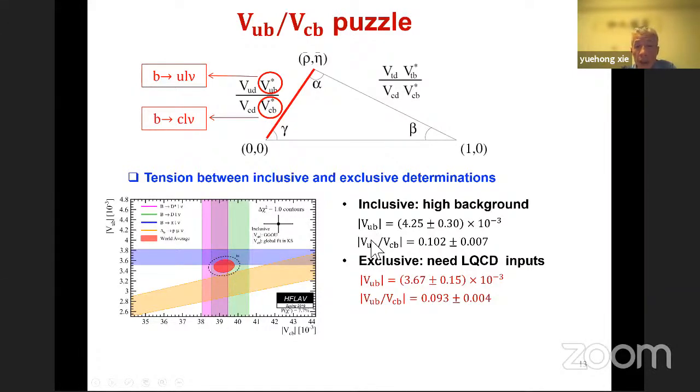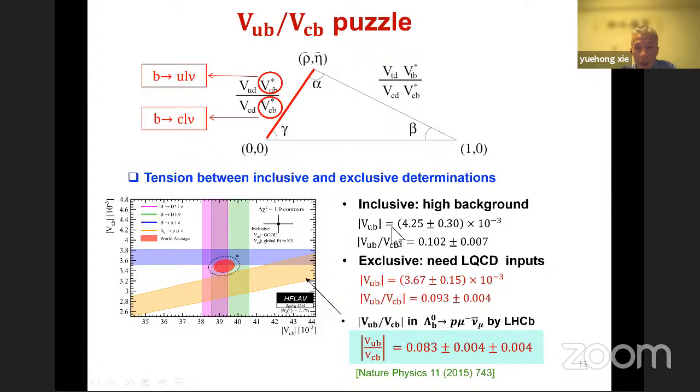Traditionally, these elements are measured by the B factories using B meson decays, but recently LHCb measured the ratio of V_ub to V_cb using lambda_b baryon decays to p mu nu normalized to lambda_c mu nu. This result is illustrated using this orange band, and it is found to be consistent with the exclusive measurement from B factories.